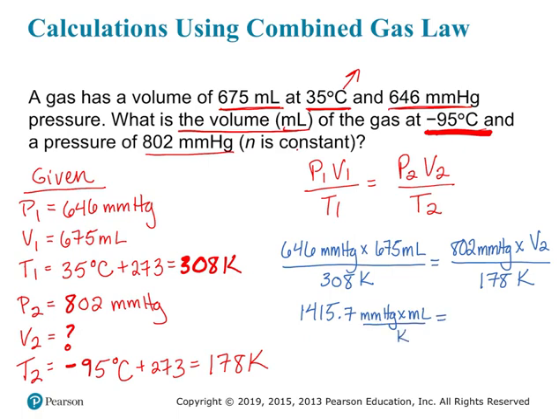And then the right-hand side I'm going to solve for. So 802 divided by 178. That gives me 4.5. And then that's times V2. Okay, so now I'm going to divide both sides by 4.5.